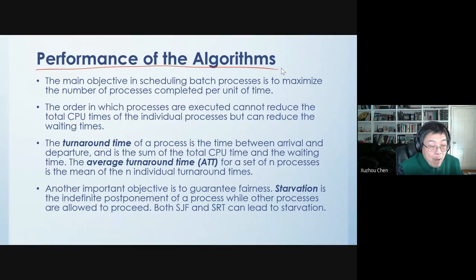So we can measure the performance using a couple of criteria. One is called the turnaround time.